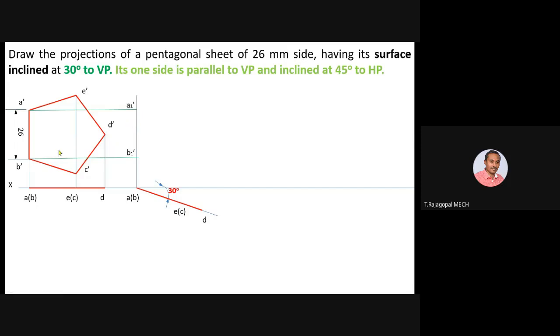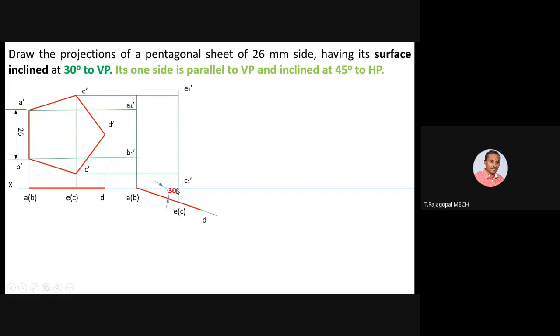Similarly, you have to extend the projectors from EC as well as D. So we will start EC. So from here, E dash, you extend the projectors from E dash, and similarly extend the projector from C dash. Both will meet at this corresponding projector. You fix E1 dash and C1 dash. So E1 dash is fixed as well as C1 dash.